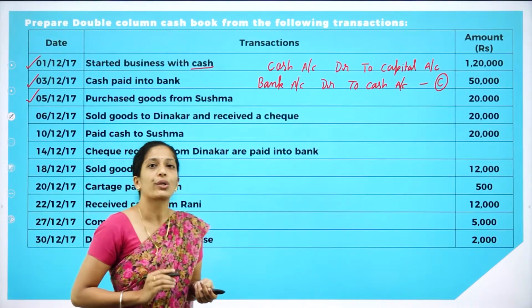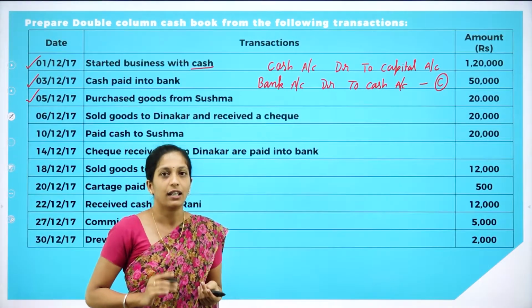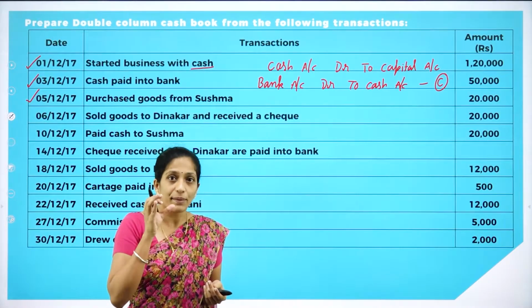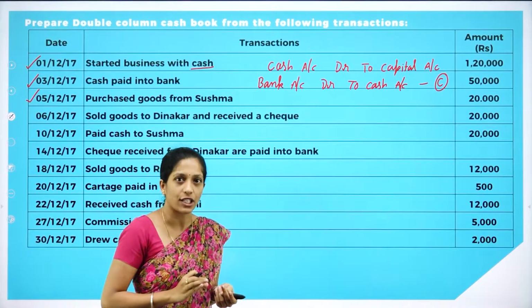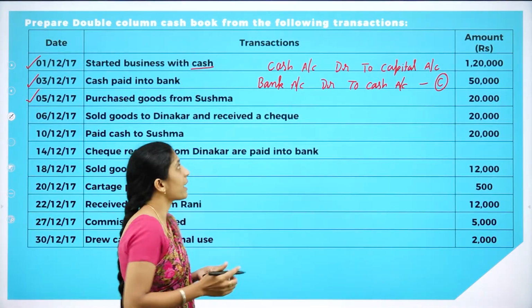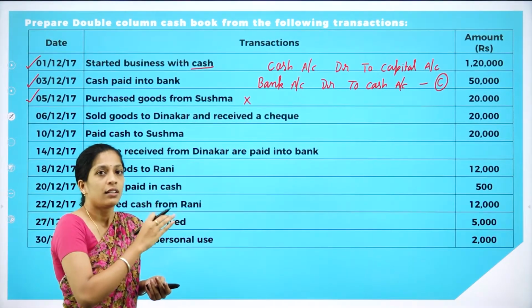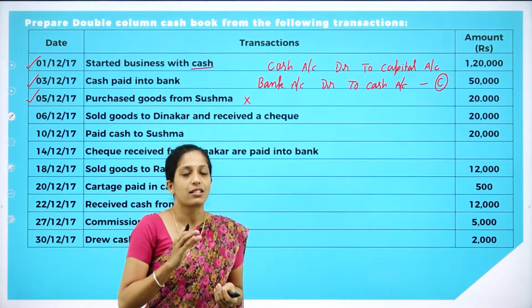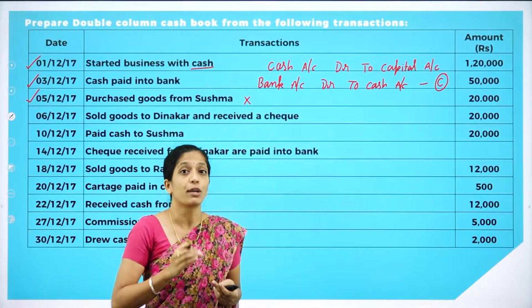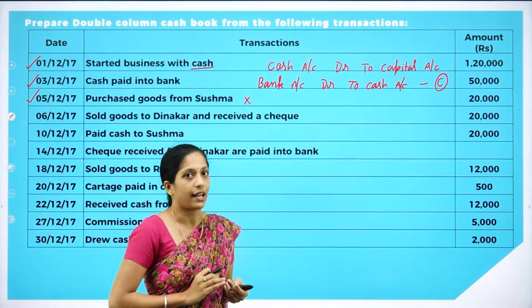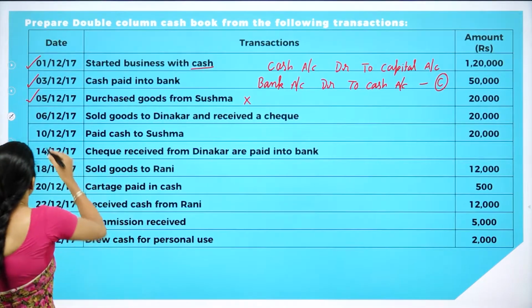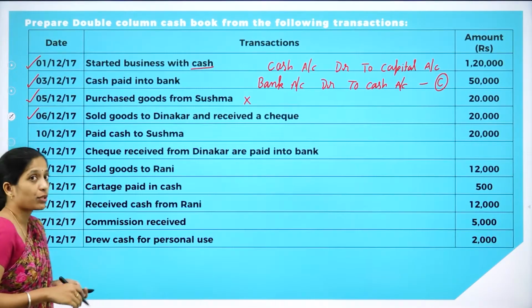So we are not going to record these transactions here because it is a double column cash book, right? Only cash transactions will be recorded. So we are not recording this transaction. But you have to write a note that we are not going to record this transaction in a double column cash book because it is a credit transaction. Clear?